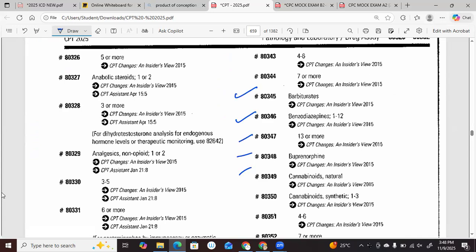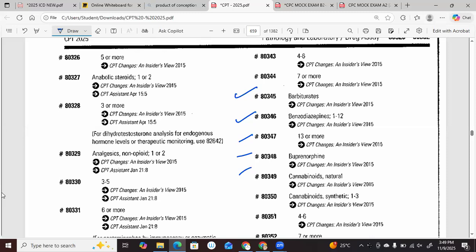So if the doctor is doing the test for a particular drug class, we have to use a code from the definitive drug section. And just to see if the drug is present or absent, in that case, we are going to use a code from series 80305, 6 and 7. So we just have the two series, 305, 6 and 7, as well as the therapeutic drug assays.